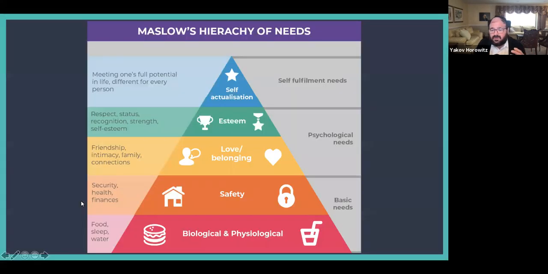I'd like to start with a quick overview of Abraham Maslow's hierarchy of needs.